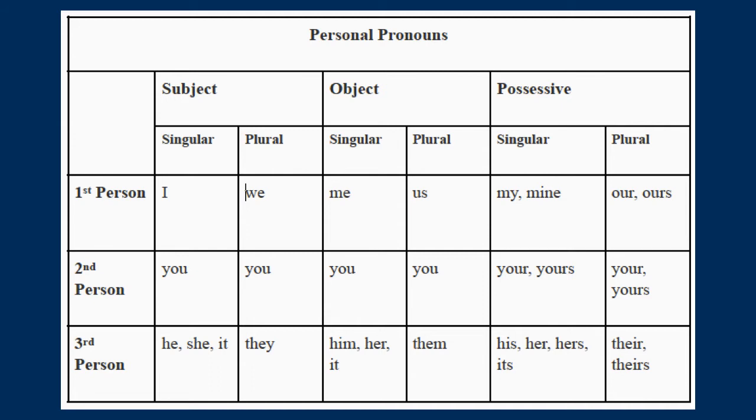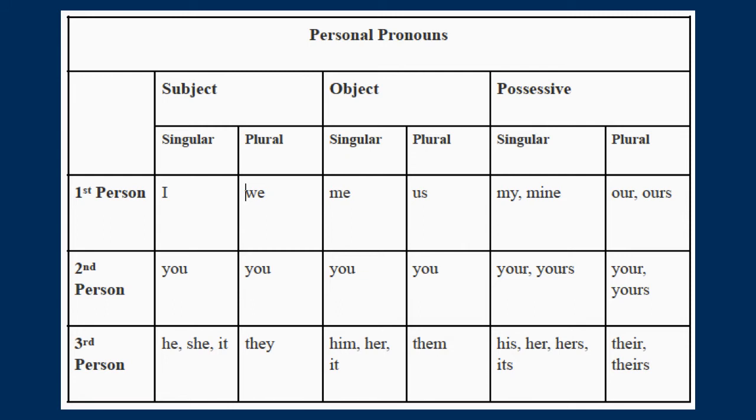Third person, he, she, it, and they are the third person subject position pronouns. He, she, and it are singular, they is plural. When it comes to the object position, the third person singular is him, her, or it. So he becomes him, she becomes her, and it becomes it itself. And the plural form of the third person pronoun in object position is them. So instead of they, it is them.